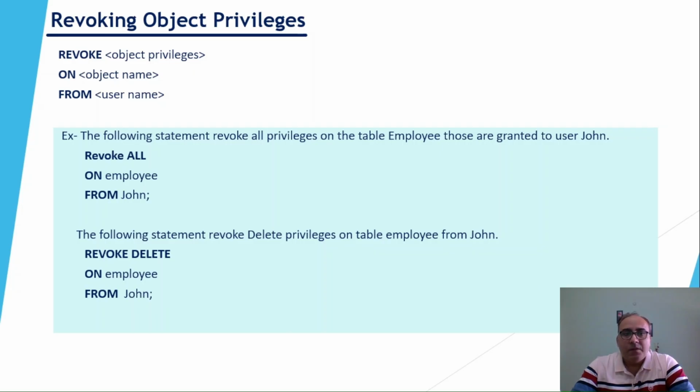Then another example we have is revoke delete on employee from John. What it will do is revoke delete privileges on the table employee from the user John. So that's about granting and revoking object privileges.